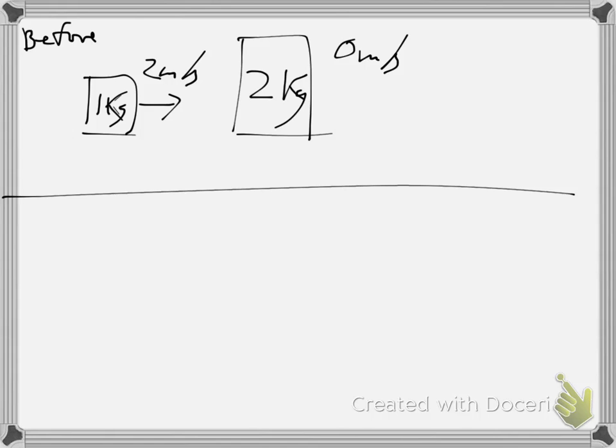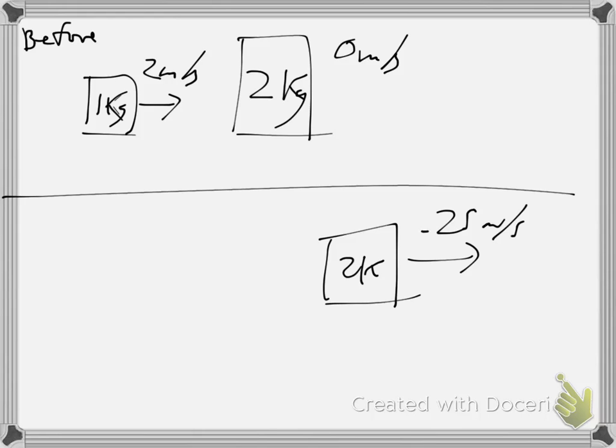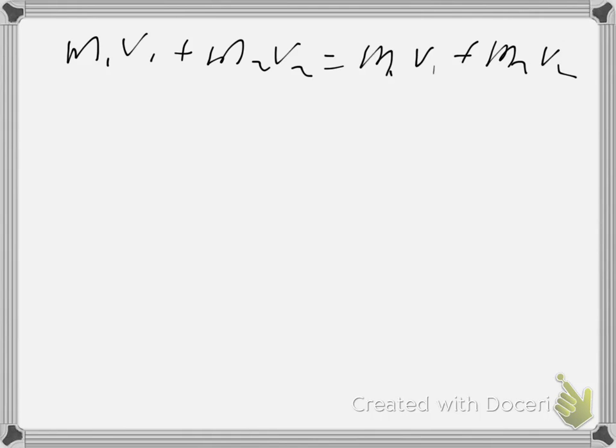Now, after the collision, the 2 kilogram box is moving off with a velocity of 0.25 meters per second. And I want to figure out what my 1 kilogram box is moving at. I don't know what it is, so let's figure it out right quick. So, we need to use our law of conservation of momentum to figure this out. That is going to be m1v1 plus m2v2 equals m1v1 plus m2v2, where the left side of the equation is our before, the right side of the equation is our after.